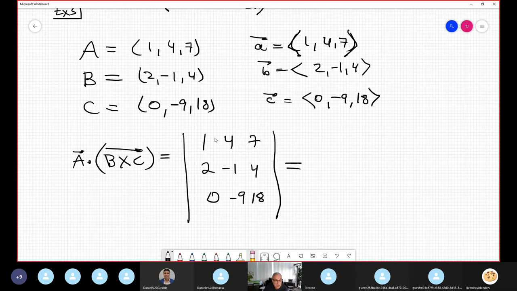Okay, you put the first vector, and the cross product with the other vector. Bam! I compute that, the answer is 0. Wow, that means the points A, B, and C lie in the same plane. Coplanar, it's the technical name, coplanar.